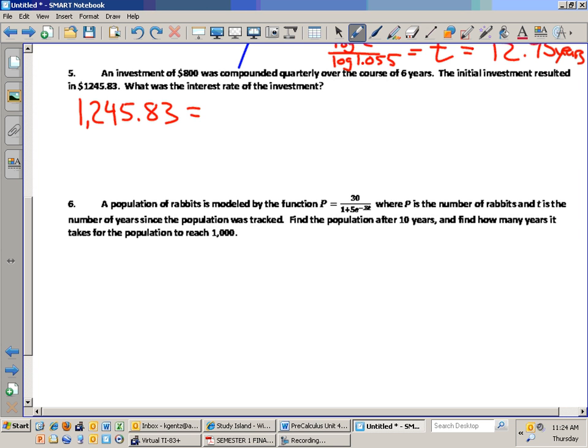$1,245.83 equals 800 times 1 plus r over 4. Why 4? Compounded quarterly, to the 24, because 4 times a year times 6 years would be 24. How do I solve that? Divide by 800. That gives me 1.55728.